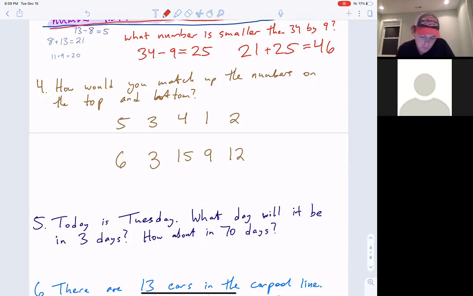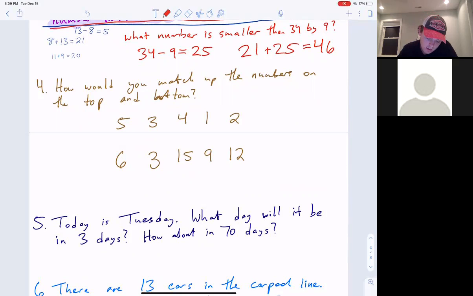Okay, now I will reveal the answer. If you're trying to match up numbers, one good thing that you can always try is just matching the smallest number with the smallest number, and then the second smallest with the second smallest, and the third smallest with the third smallest, and so on. And so that's what I'm going to try.